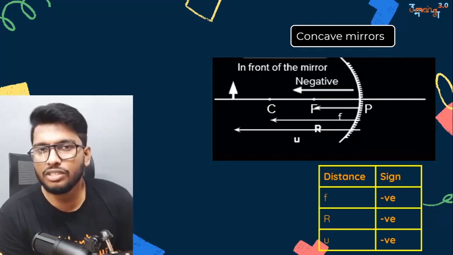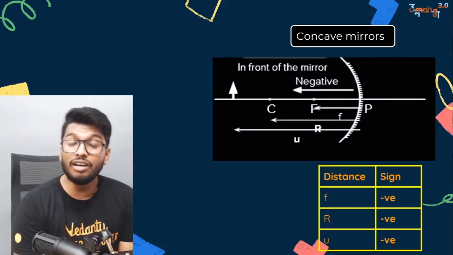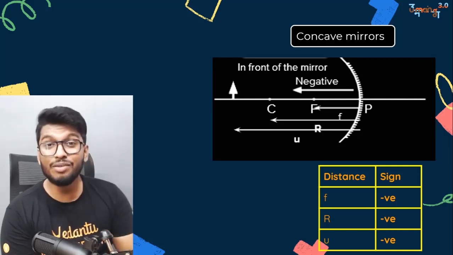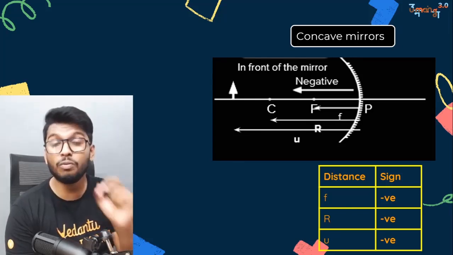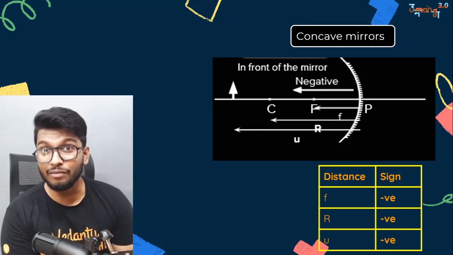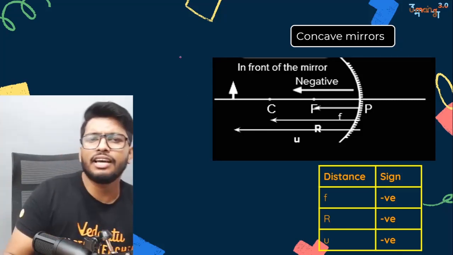Now, the next thing you must know is the sign convention. Now, why is this so important? Because sign convention, if you get it wrong, trust me, people, your numericals are going to be super, super messed up. Make sure you remember your sign conventions. Let's say I have a concave mirror. All right. Now, remember this, guys.